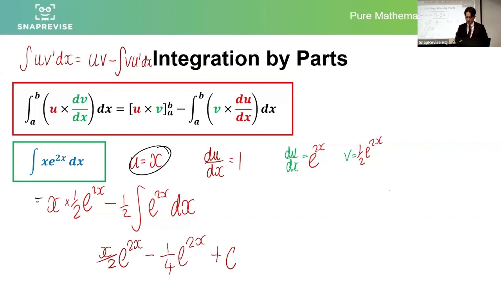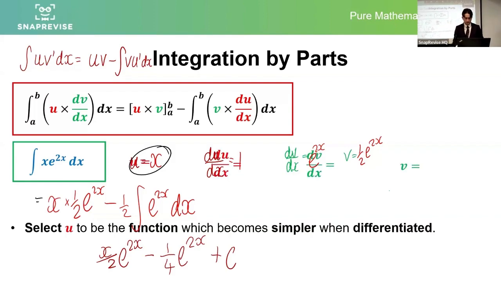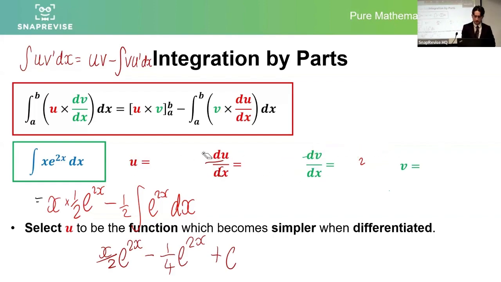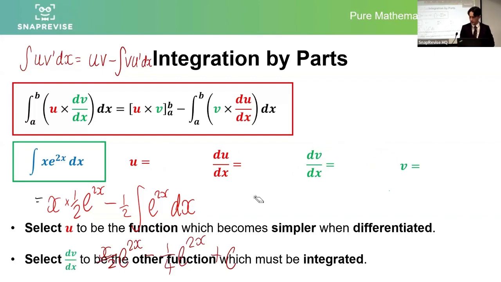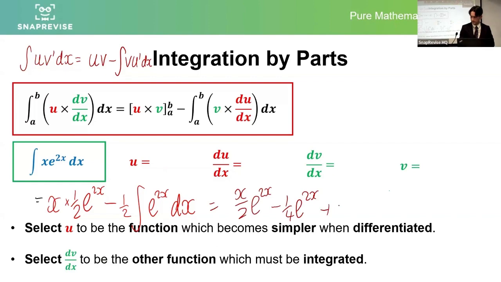Hopefully that's all good. So key things, I've written all over the positions here. They're the things we found. And then I'll rewrite that final answer: we got x over 2 e to the 2x minus a quarter e to the 2x plus c. So let's give this a go. One quick practice and then we'll take a break.